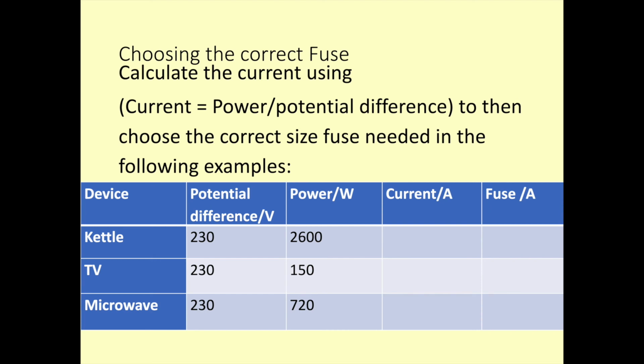So this activity is now looking at us choosing the correct fuse by calculating the current. In order to do this, you need to use the equation current equals power divided by potential difference. So just dividing the numbers, say 2600 divided by 230, and in fact, because it's our main supply, it's going to be 230 each time. We then need to look at the current and choose the correct size out of the 3 amp, 5 amp and 13 amp that we should use in order to protect us and the appliance.